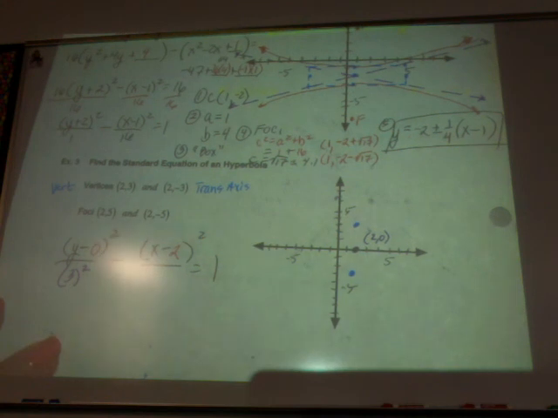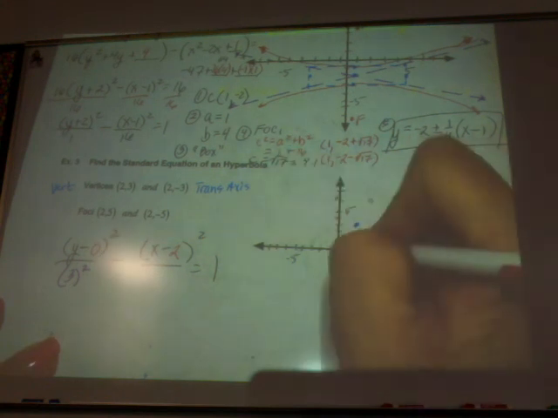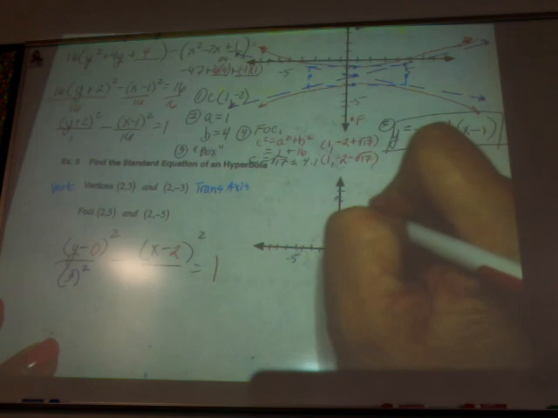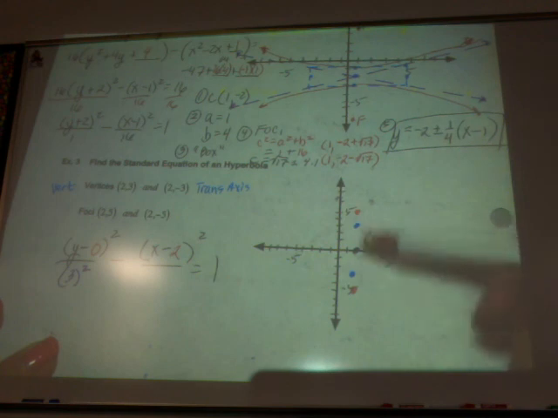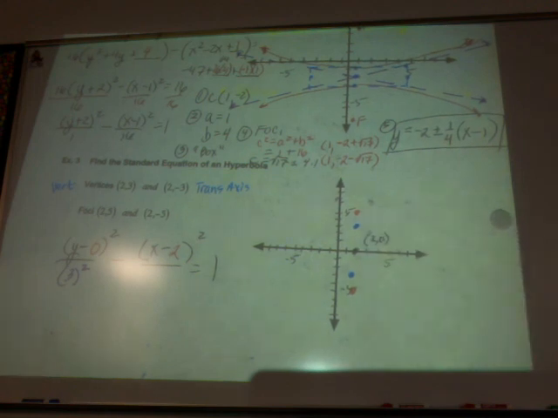But we've got foci, right? So let's plot those to the right 2 and up 5, and to the right 2 and down 5. How far are the foci from the center? 5. So isn't my C equal to 5?